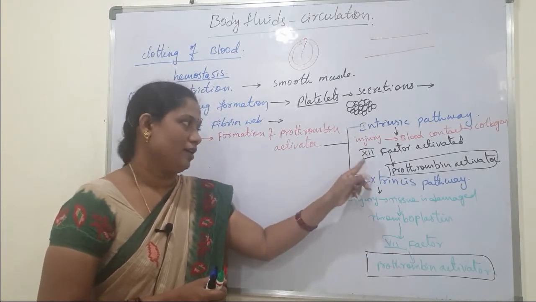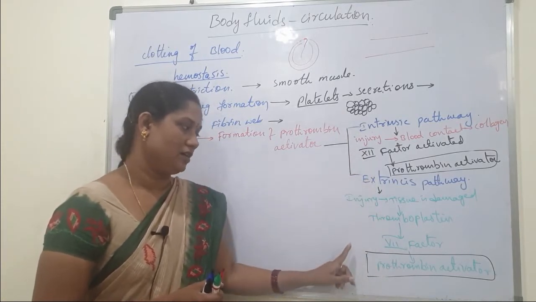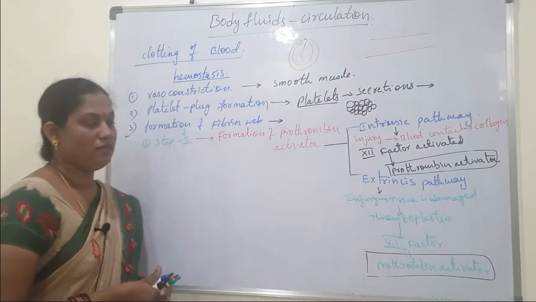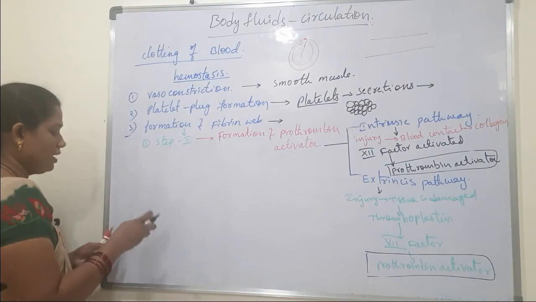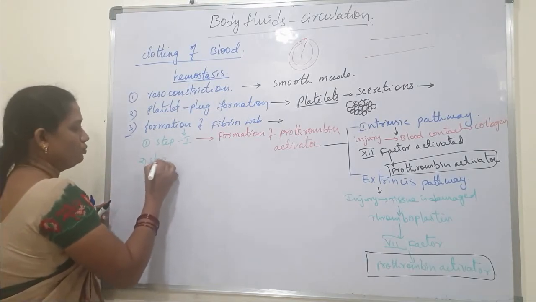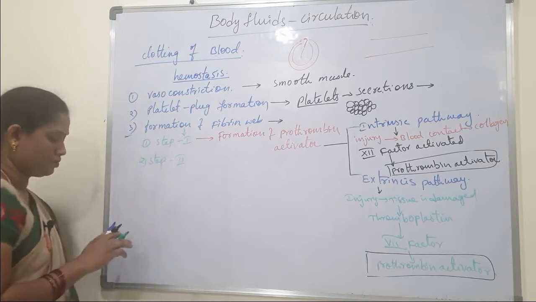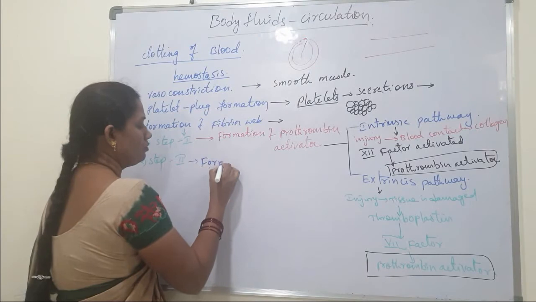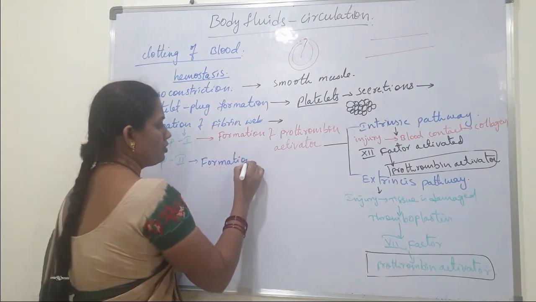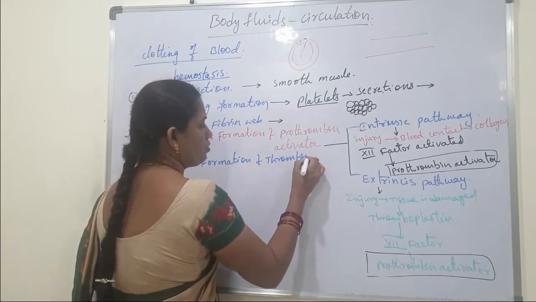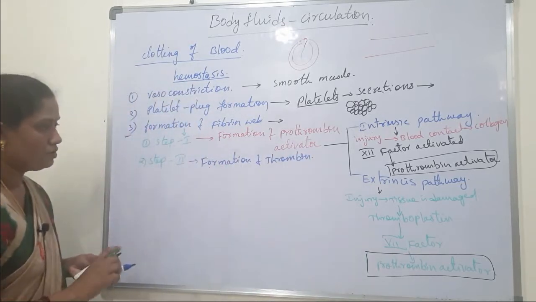In the intrinsic pathway, the 12th factor is activated. Here, the 7th factor is activated and forms the prothrombin activator. Next, the second step, step 2, is the formation of thrombin.